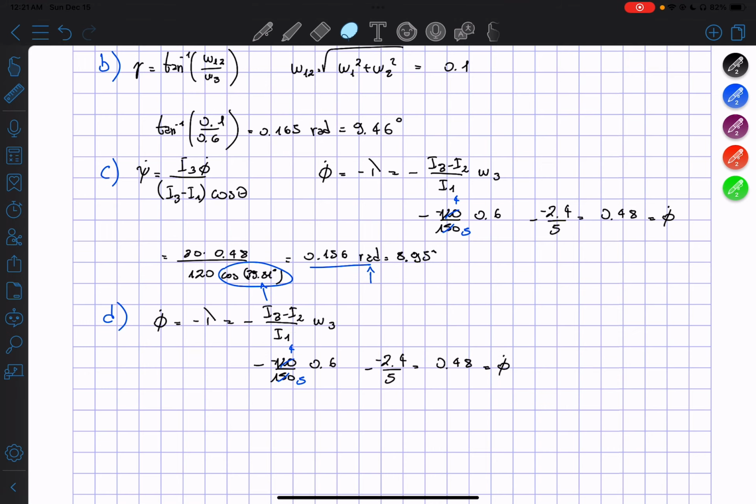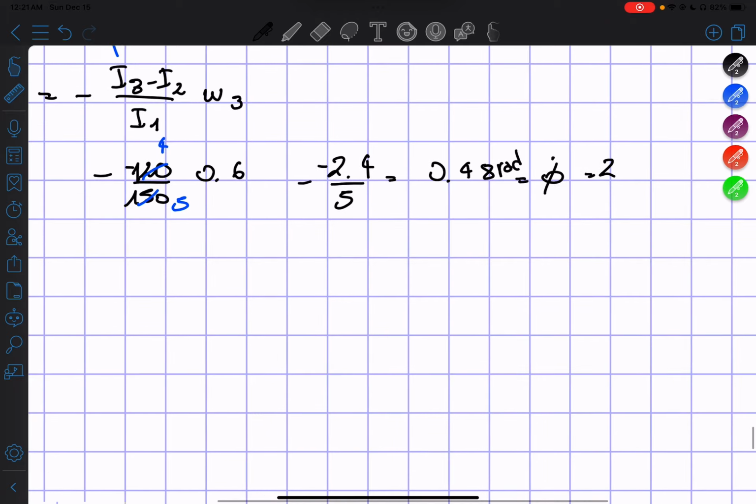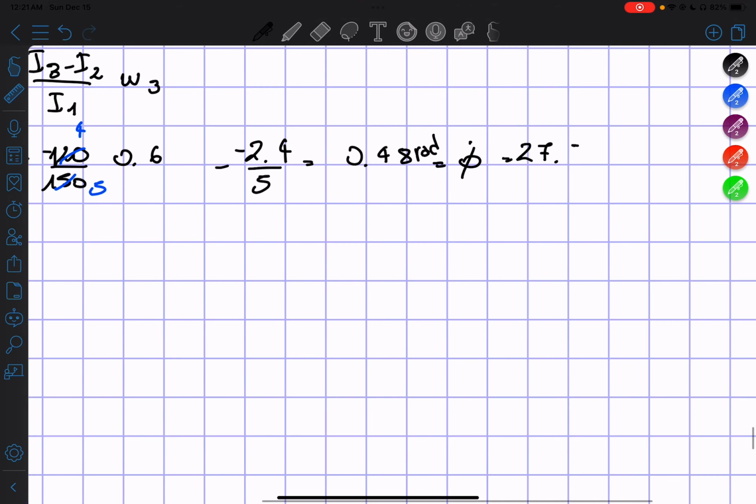Let's convert it to degrees. So we have, of course, see here as well, we have no units, so we just plug in radians. So we say 0.48 times 180 divided by pi, on my calculator, is equal to 27.50.